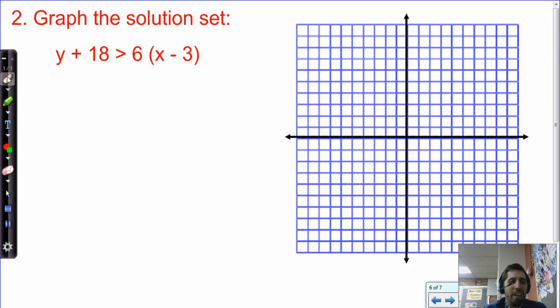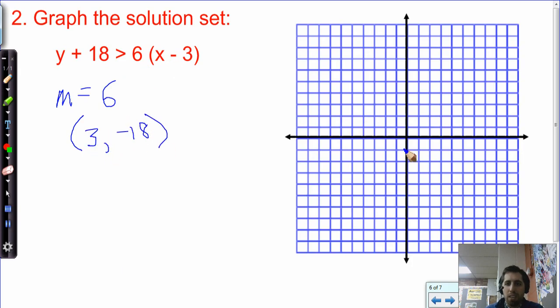Oh, I gave us one more, so let's do it real quick. First, I'm going to graph the line of the equation. So what is this? This is point-slope form. The slope is 6. What's the point? It is (3, -18).